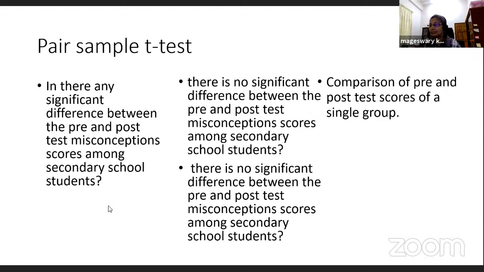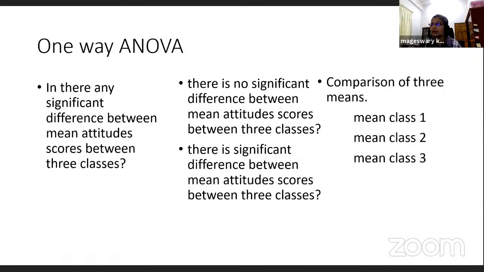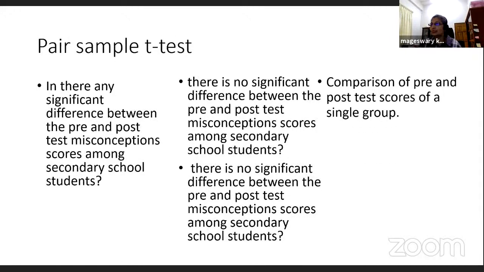Now, paired sample t-test. Is there any significant difference between pre-test and post-test misconception score? That means pre and post. The mean comparison is pre and post-test mean score. There is no significant difference. There is significant difference. This is the hypothesis. You can use it as a null, or you can use it as an alternative. The comparison is between pre and post-test scores of a single group. Okay, single group. Right.